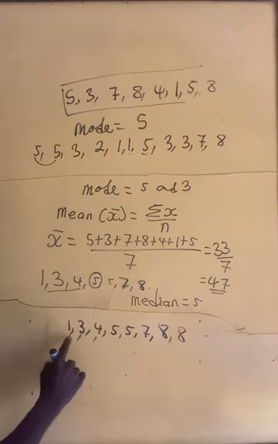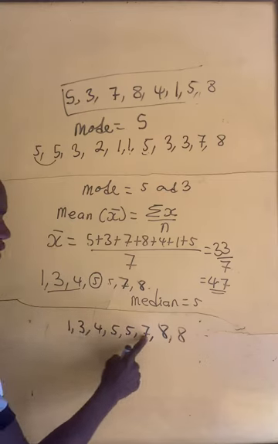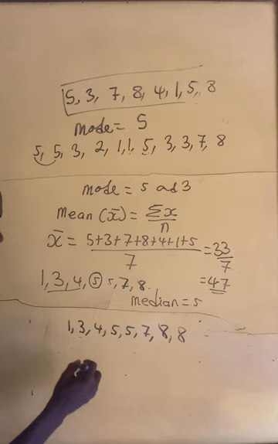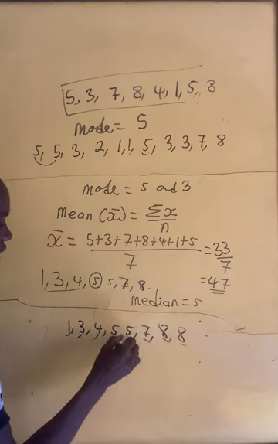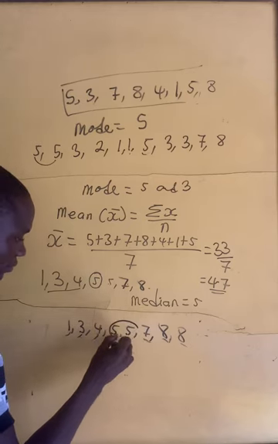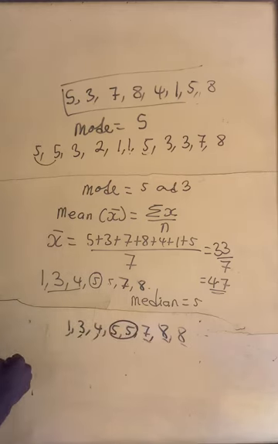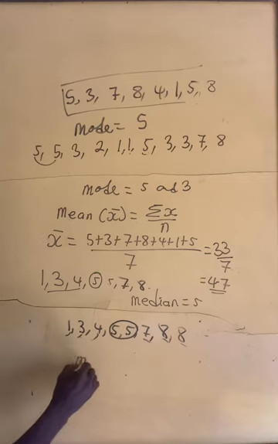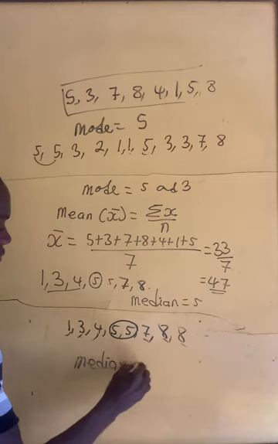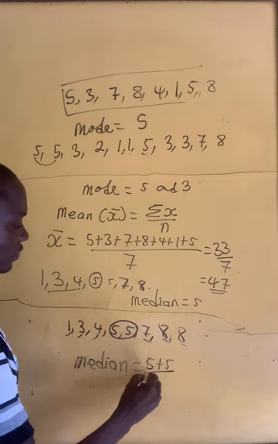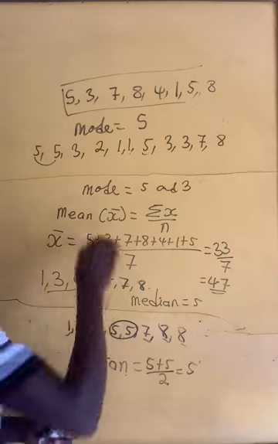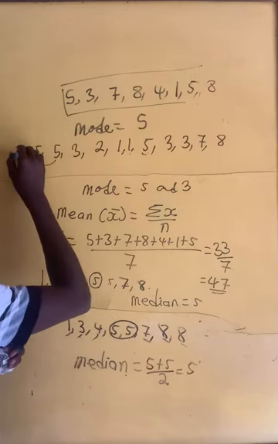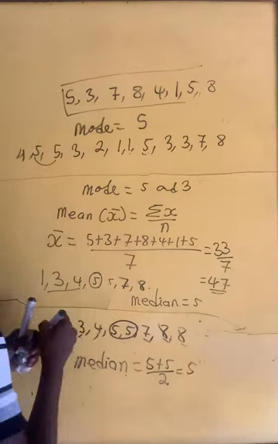Correct. So 1, 2, 3, 4, 5, 6, 7, 8. Now, if I count 1, 2, 3, then here 1, 2, 3, you'll be left with 5 and 5 at the middle. So here the median is simply 5 plus 5 divided by 2, which is still 5. Now let's take another example. Let me add, let's say, 4 to what we have here and find the median.